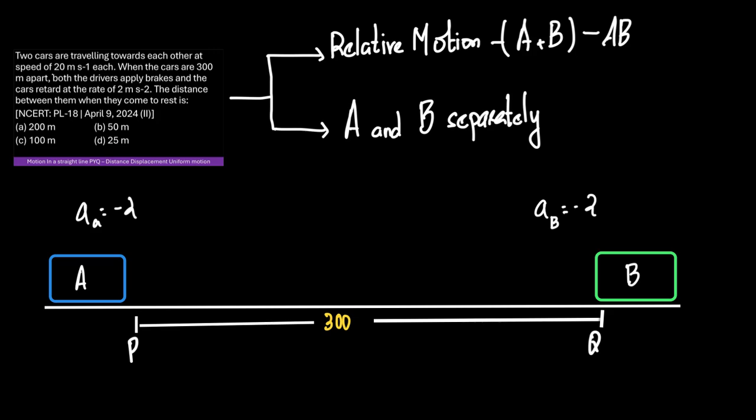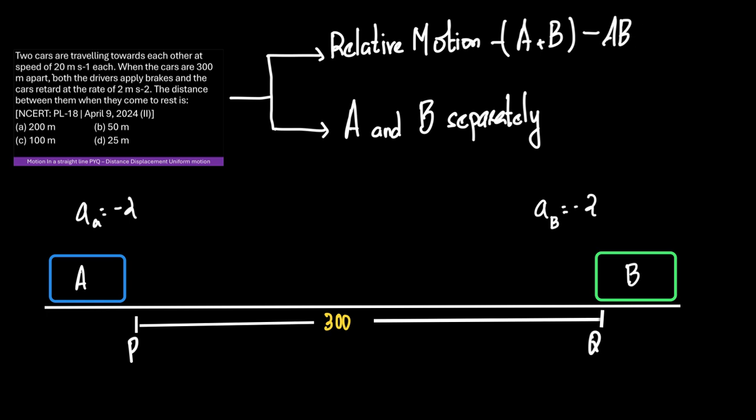So this question can be solved in two different ways. One would be to solve A and B separately. When I say A and B, I mean two cars, car A and car B, separately. Or then by analyzing the relative motion and combining the motion of A and B into one car, AB.